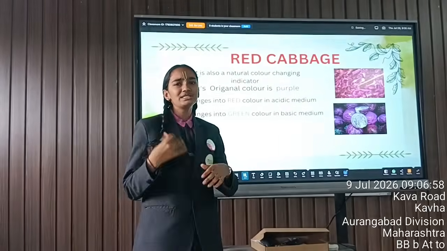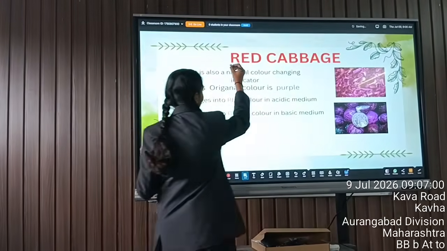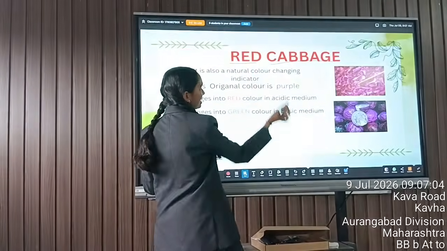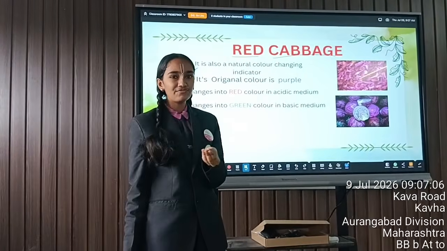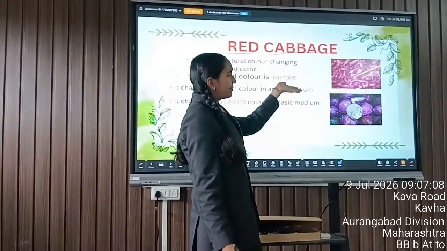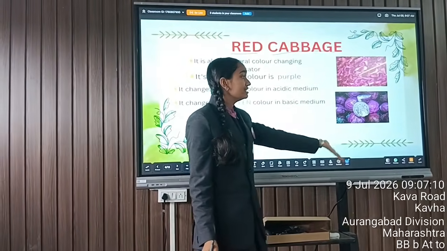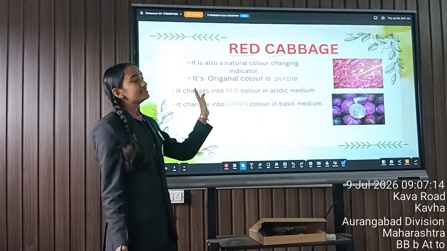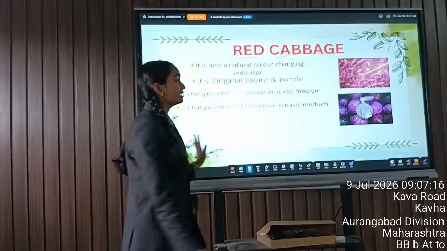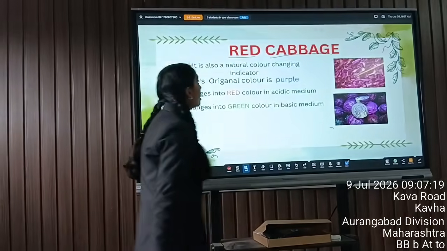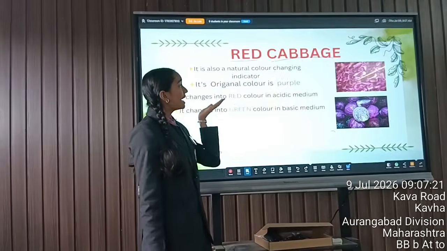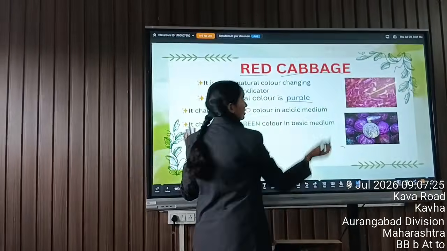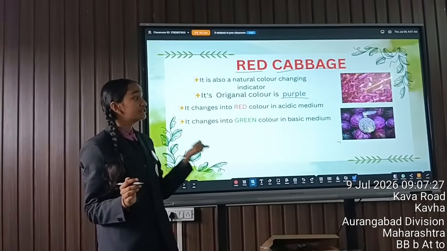Now let's move towards our next indicator, that is the red cabbage indicator. When we hear red cabbage indicator, we get a little confused, because in the image we can see that it is purple in color. Yes, though its name is red cabbage, it is purple in color. So it is also a natural color changing indicator. Its original color is purple. Yes, this point we should always remember.